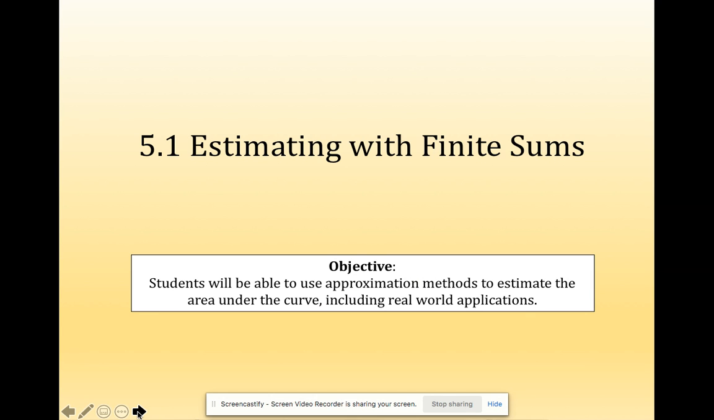So estimating with finite sums. We are going to be talking about approximating area. And finite means you have a start and a stop. And in math, that looks like this. And sums means you're adding. Do you remember the symbol for adding a lot of things in math? Right? Capital sigma. All right.